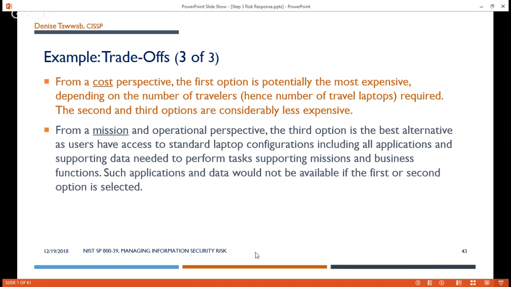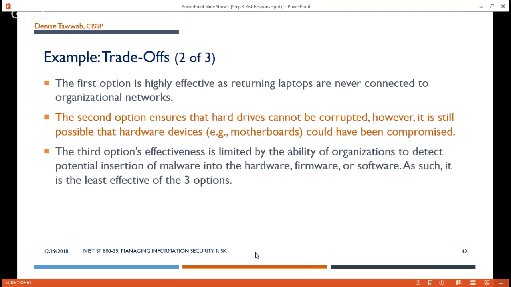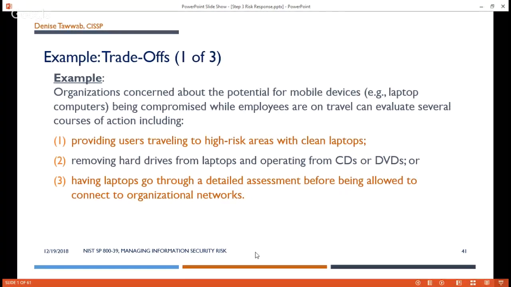From a mission and operational perspective, the third option is the best alternative as users have access to standard laptop configurations, including all applications and supporting data needed to perform tasks, supporting business functions. Such applications and data would not be available if the first or second option is selected. So, if we remove the hard drives from the laptops, then there's going to be some loss of functionality. That's option two. And option three is having laptops go through a detailed assessment before being allowed to connect to the networks.